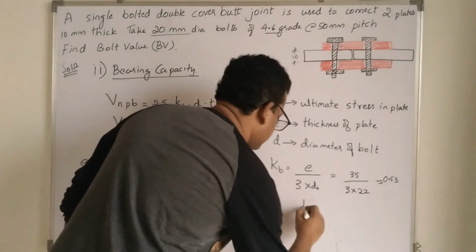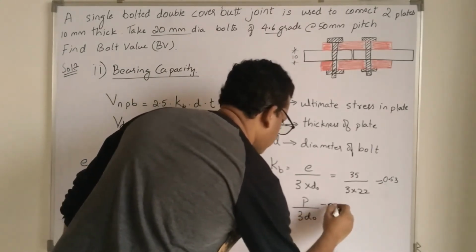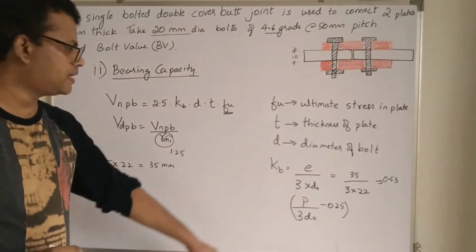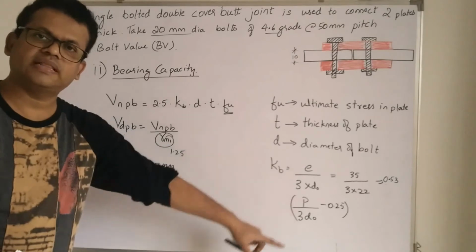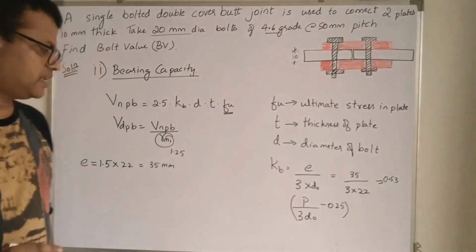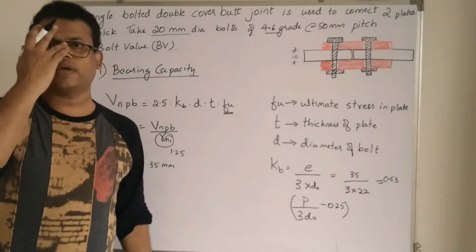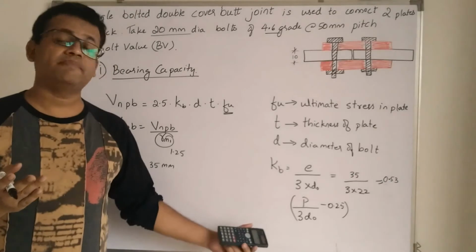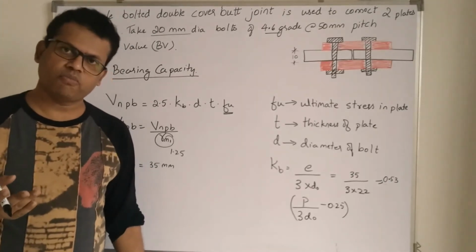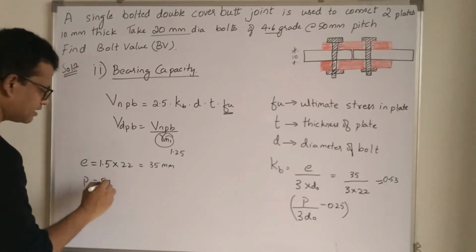Second option is P upon 3 into D naught minus 0.25. We have to calculate this now. What is P? This P is nothing but the pitch. Pitch is given here as 50 mm. It is given in the question. If they have not given the value of P, then you need to calculate with the minimum value. How do we find the minimum pitch? 2.5 times the diameter of bolt. So same way, now P is already given as 50.